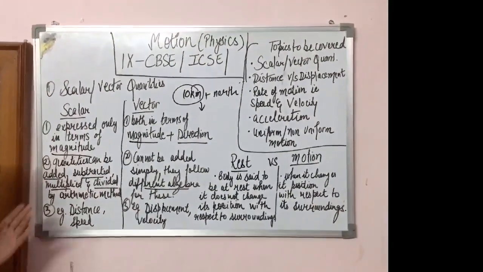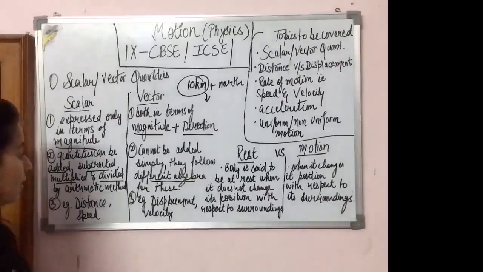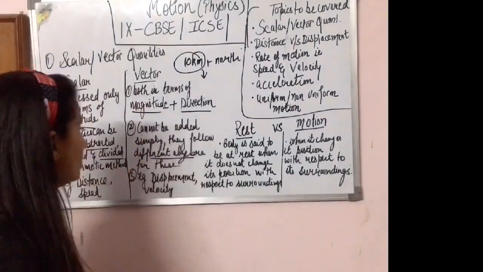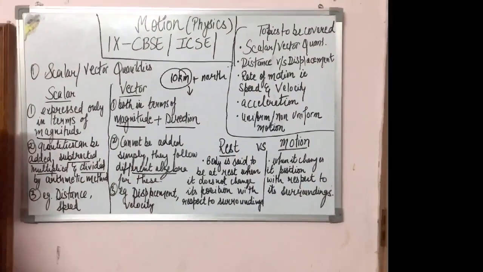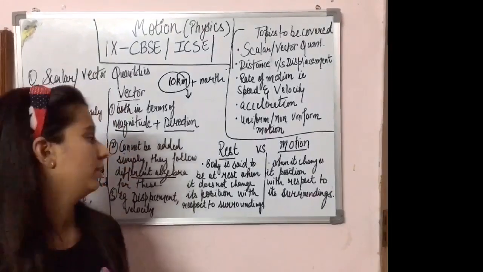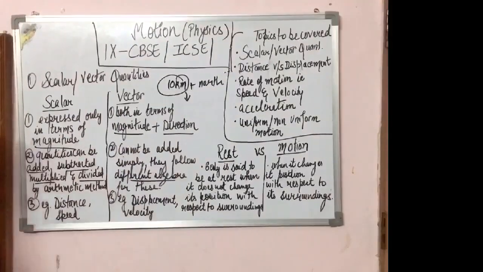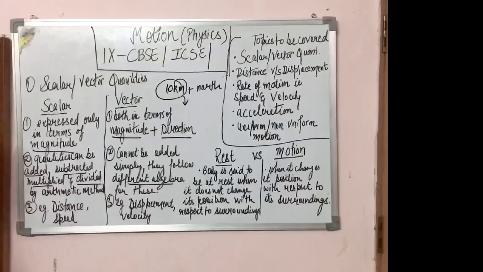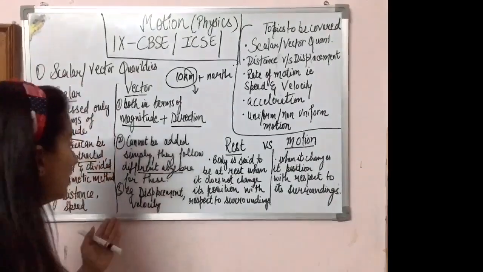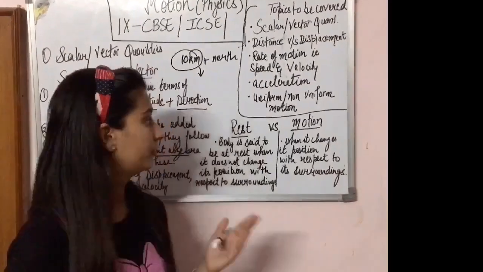Now, scalar quantities can be easily added, subtracted, multiplied and divided by your simple arithmetic methods. While vector quantities cannot be simply solved, we require a different algebra to solve these quantities. Examples of scalar quantities are distance and speed. Examples of vector quantities are displacement and velocity. We will be studying these terms in detail in our further sessions.